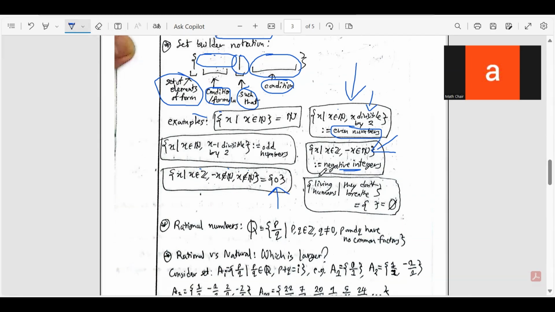And finally, what if I told you to pick the set of elements of, I guess, living humans such that they don't breathe? If I told you to pick living humans who don't breathe, well, I don't know of any, so I'm going to claim that there are no such humans. So the set is empty, and the empty set is denoted with a circle with a slashed line passing through it.